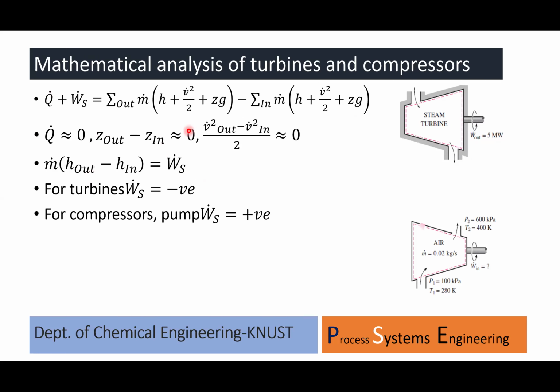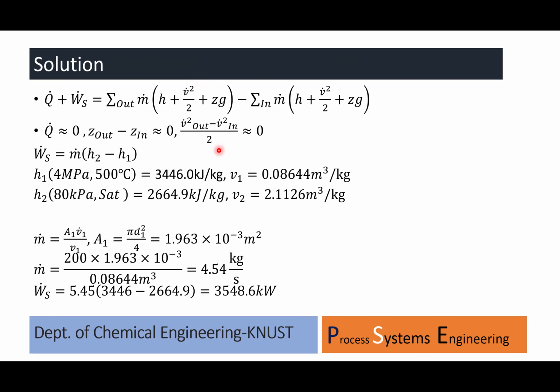So our Q goes to zero, our kinetic energy goes to zero. So the V squared over 2 terms cannot go away. We are assuming that there's no change in the elevation, so our potential energy can also go to zero. So what we are going to end up with is this expression here. Our Ws is equal to our m(H2 minus H1).